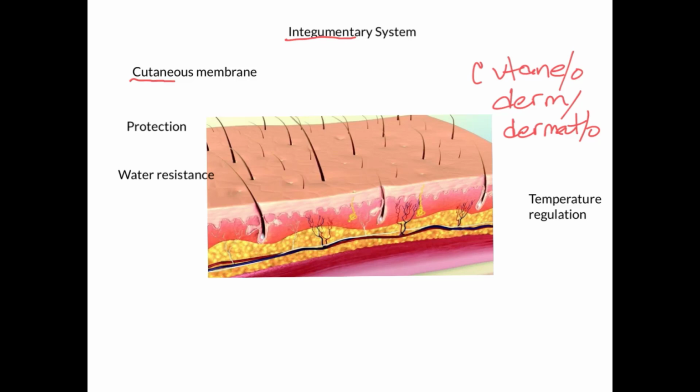Because of all the blood vessels that run through the skin, if our body gets too hot, our blood vessels dilate and allow heat to rise to the surface and dissipate heat. And if our body gets too cold, our blood vessels will constrict and shunt blood to the deeper structures to keep our body warm. All right. Another function of our skin is vitamin D synthesis.